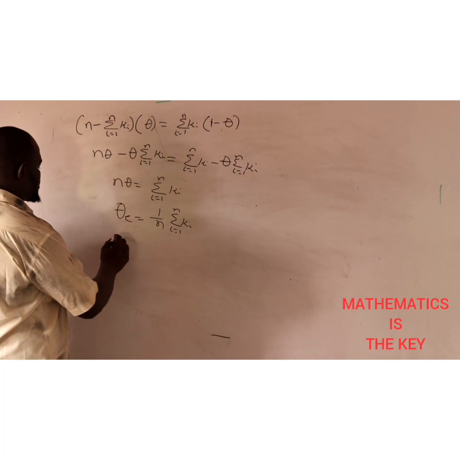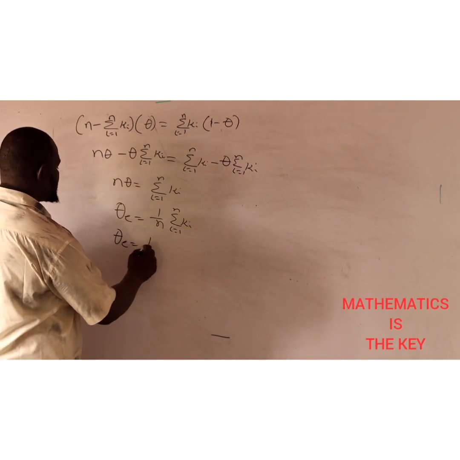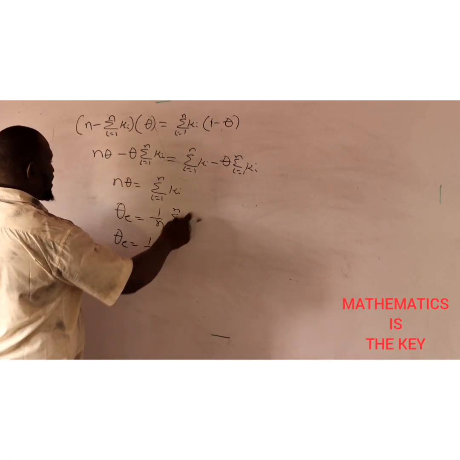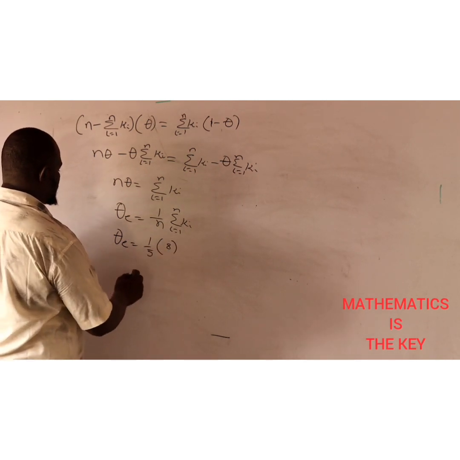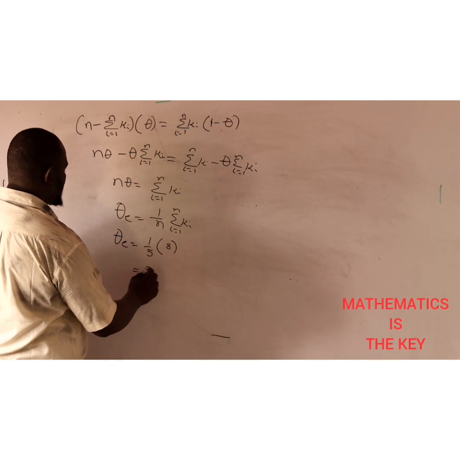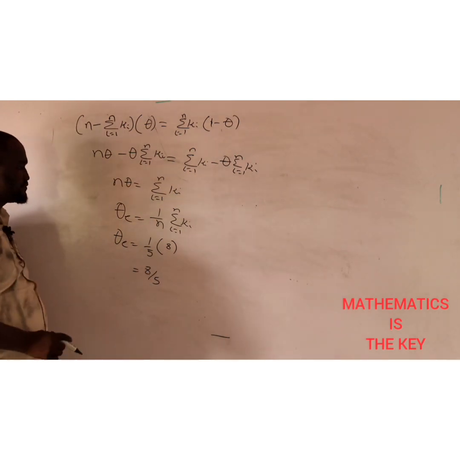So, substituting the information given to us, we have θ estimate is 1 over 5, and taking the sum of the ki's, we will have 8. So θ estimate is 8 over 5.